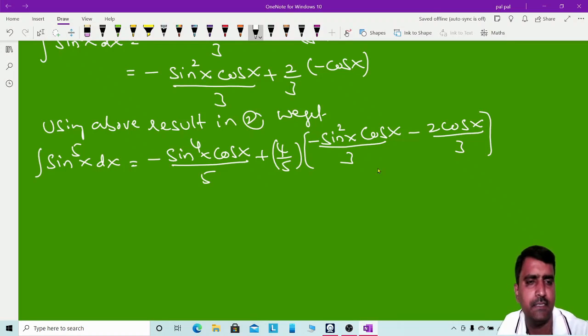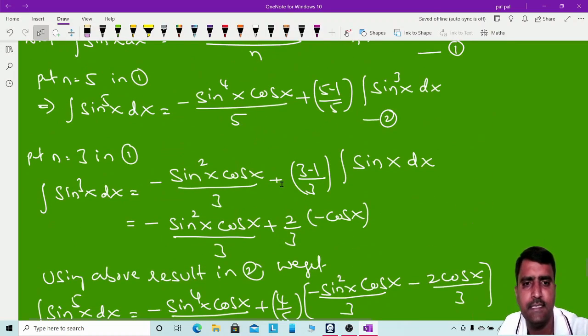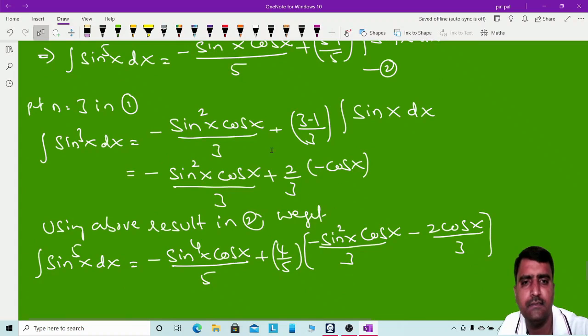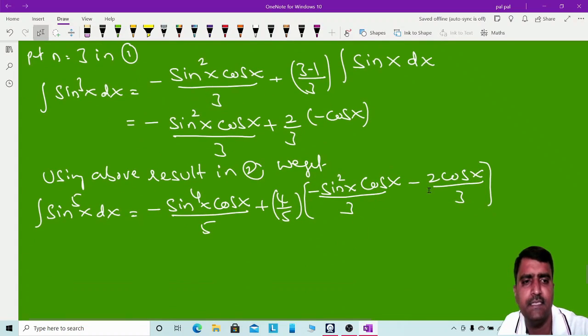Is this correct? Check it once. So this is plus of this 3 by 2. Integration of sin x is minus cos x. So both the terms get a negative sign. So minus sine square x cos x by 3 minus 2 cos x by 3.